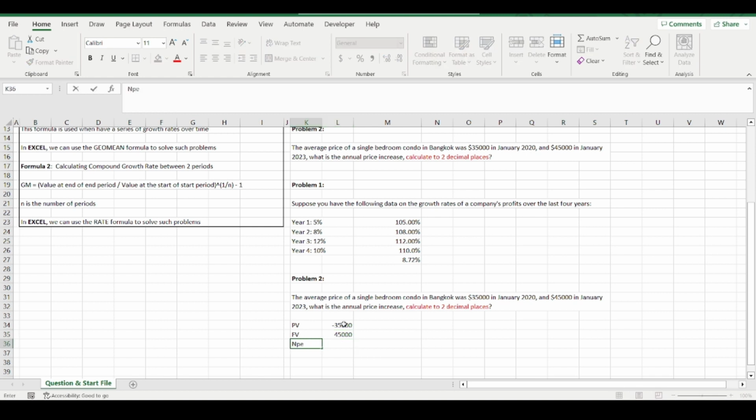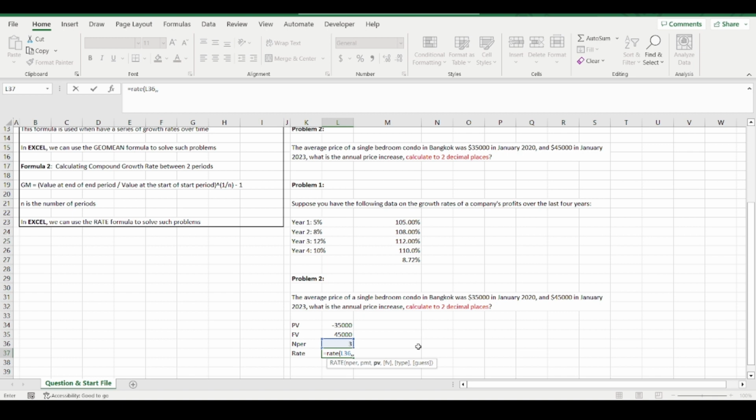Now, over here, NPER, this is the number of time periods. In this case, we're dealing in years. We're going from January 2020 to January 2023, so that's 3 years. So the compound growth rate is equal to RATE, open bracket. The first thing that it wants is the number of periods. It grew in 3 years, so it's three periods, comma. There's no regular repetitive payment, so I'm just going to leave that blank, so comma, comma.